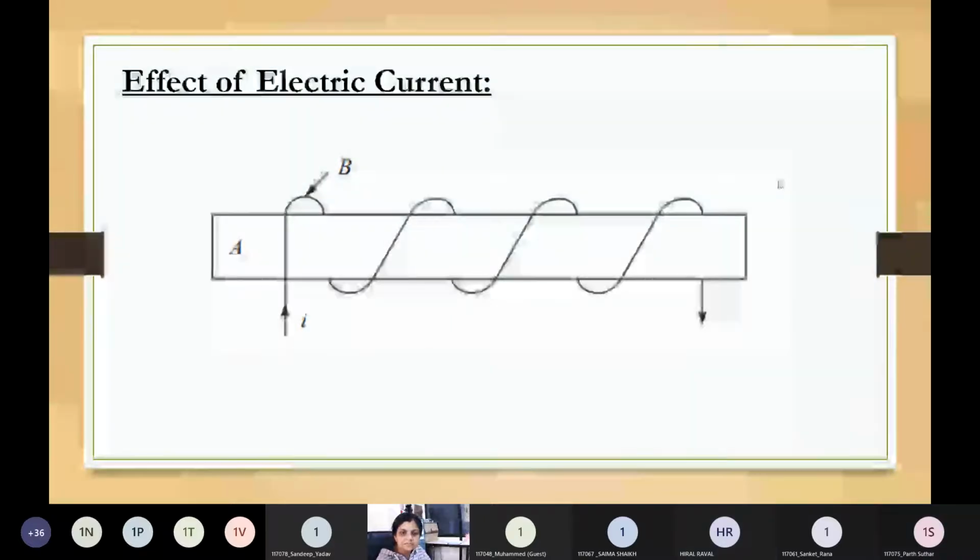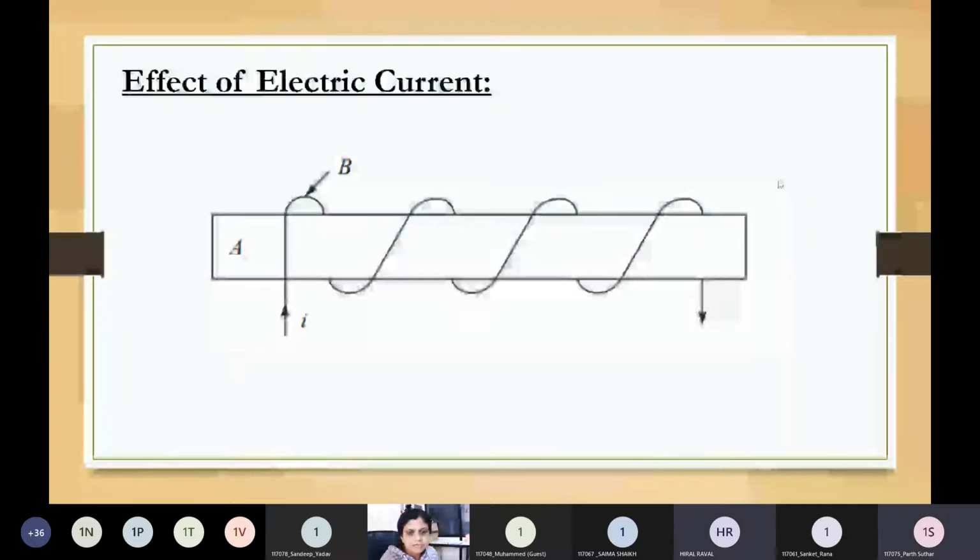Okay. So, first of all, I have said that the superconducting material is placed and through which electric current is passed. As electric current passes through the superconducting material, the magnetic field is induced, as we have studied in standard 12th.